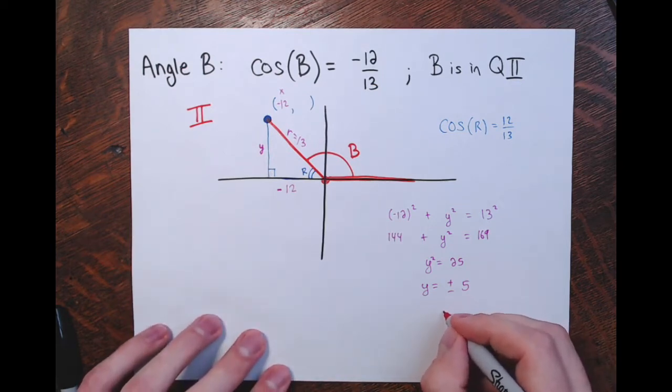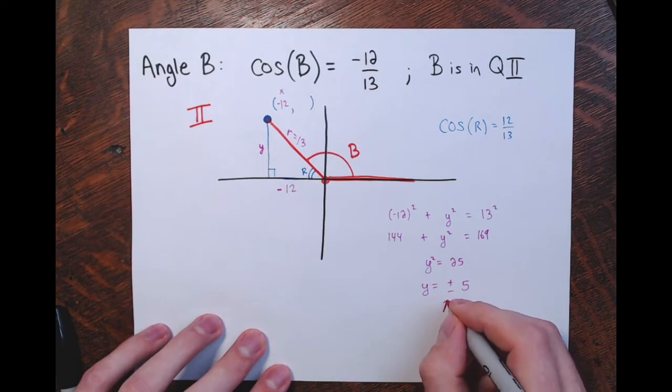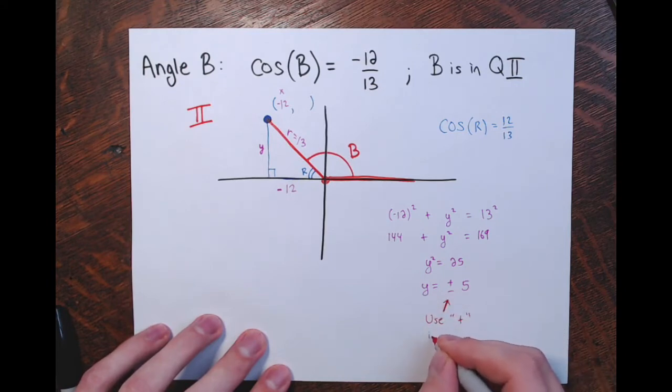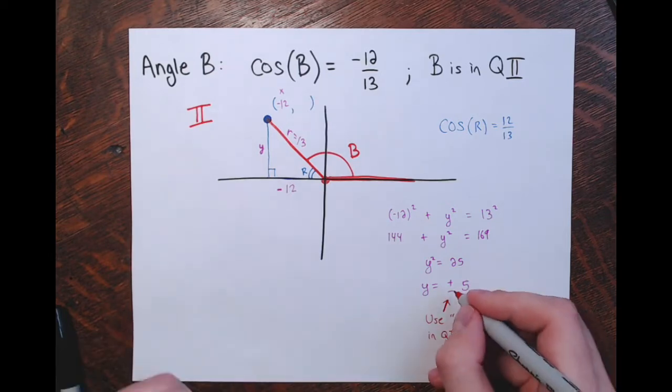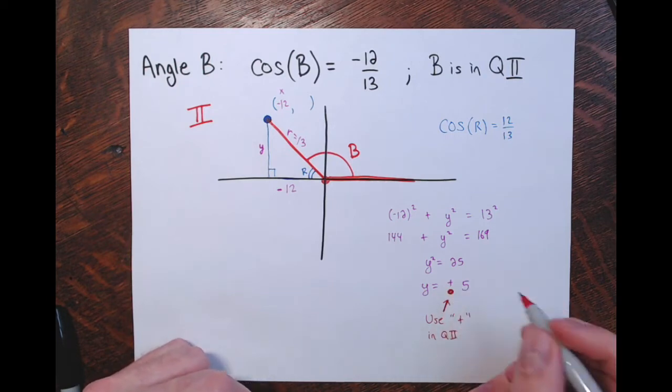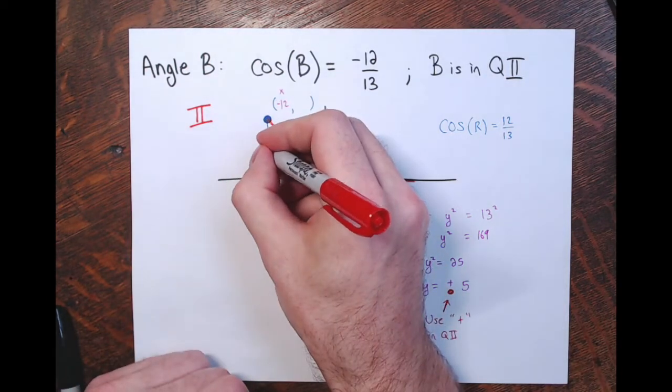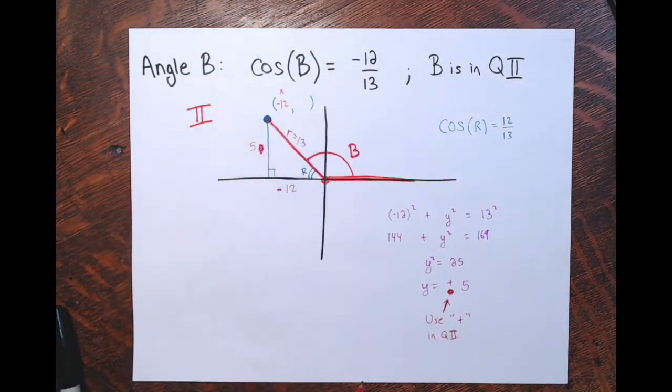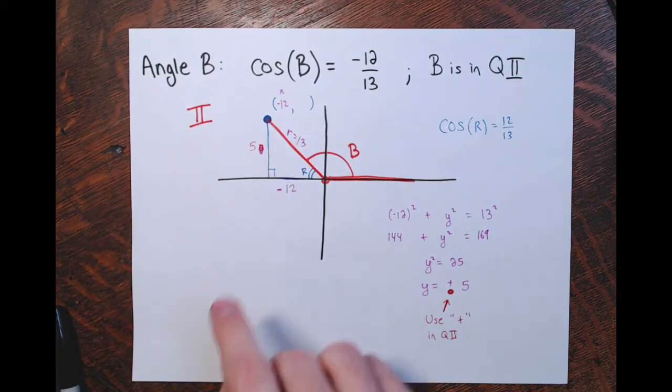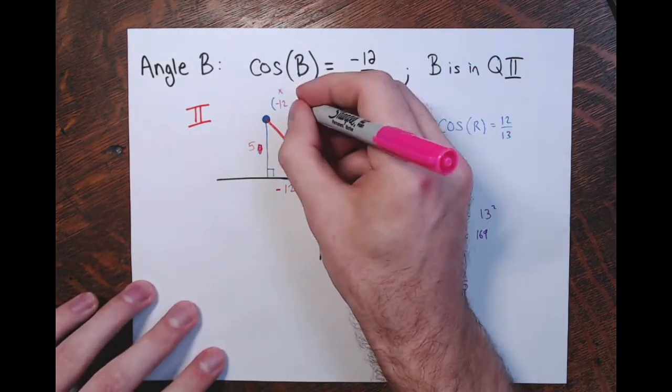Now this time I'm in quadrant 2. So we're going to use the plus, right? Because I'm in quadrant 2 and this is a y coordinate. Y coordinates in quadrant 2 are positive. So I'm getting rid of that minus sign. This is positive 5. This has a length of 5, that opposite side. And then the y coordinate of this point that I chose is 5.